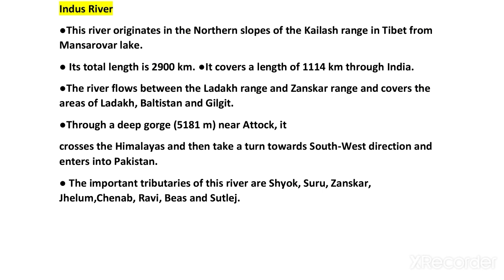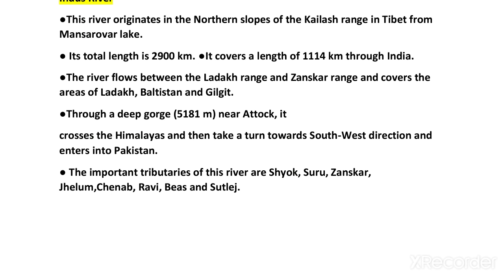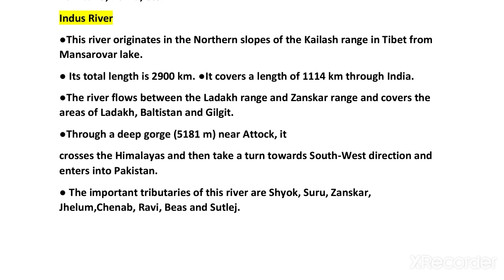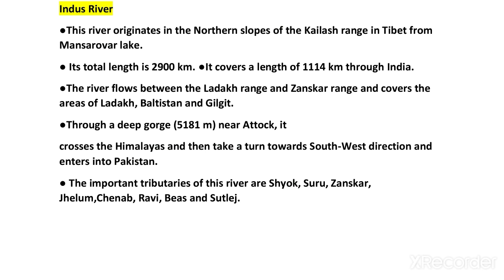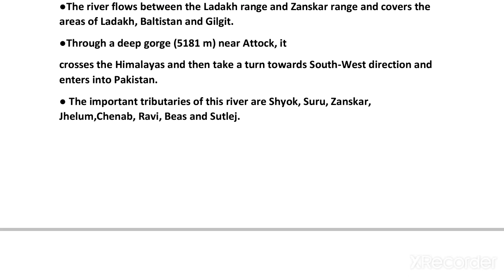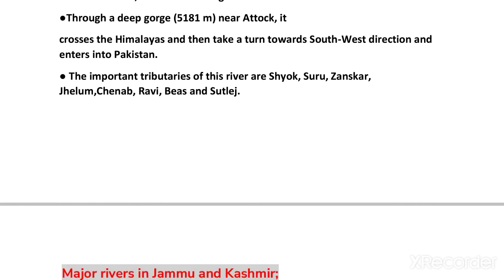1114 kilometers through India. The river flows between the Ladakh range and Zanskar range and covers the areas of Ladakh, Baltistan and Gilgit through a deep gorge 5181 meters near Atog. It crosses the Himalayas and then takes a turn towards southwest direction and enters into Pakistan. Important tributaries of this river are Shyok, Suru, Zanskar, Jhelum, Chenab, Ravi, Beas and Satluj.